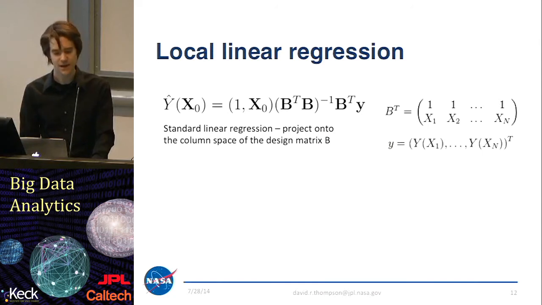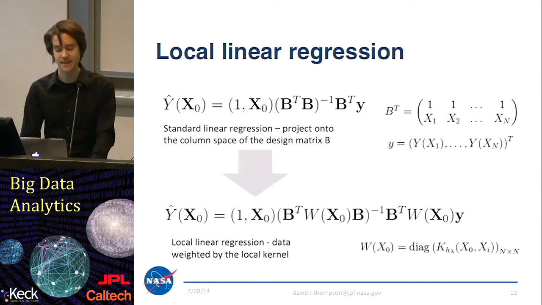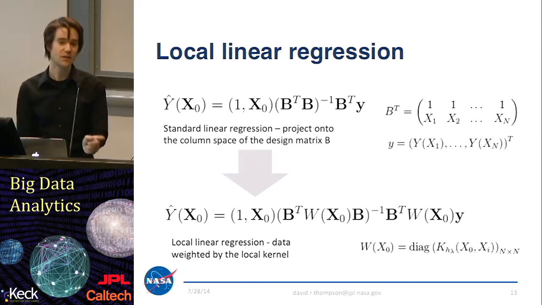Here's an example of a linear least squares estimate at x sub naught, where we've defined a data matrix B and our predictors y. This projects the data onto the column space of the design matrix B, is the basic premise here. Now, if we add kernel weights to this, so that we weight our nearest neighbors more highly in this regression, we get an expression that looks something like this. So we've added matrices W of x sub naught, which represent the kernel evaluation of all of the data points to the location x sub naught.